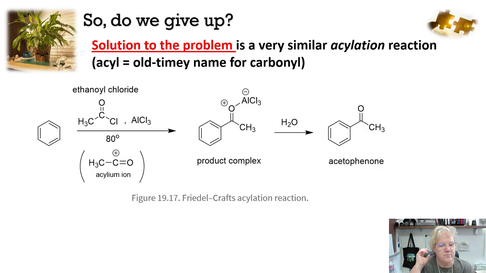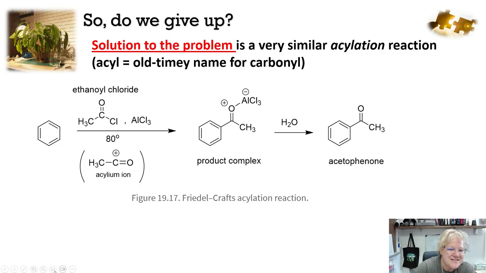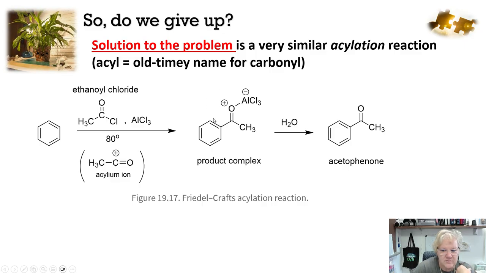All right, so we just wilt like this plant, and do we give up? No, of course not. Some really cool person came up with a solution, and it's very similar to the acylation. And you need to realize acyl is just an old-timey name for a carbonyl. Okay, so for example, we have benzene with ethanoyl chloride and aluminum chloride with a little bit of heat, and we form this acylium ion. So in the one slide you saw it drawn just with your bond structures. Here I have the carbons written in there. What you get is you do get a product complex, a little bit of water, and you do get your substitution of this acyl group.